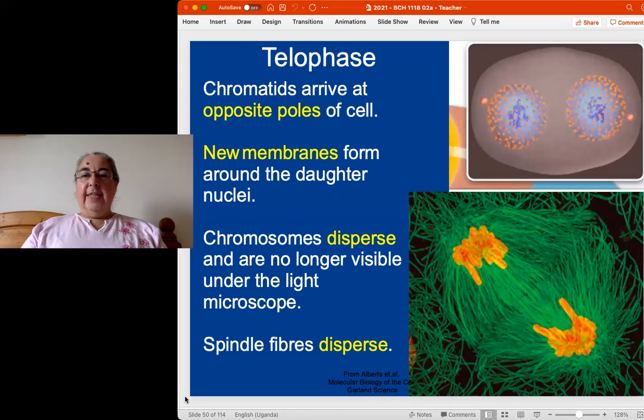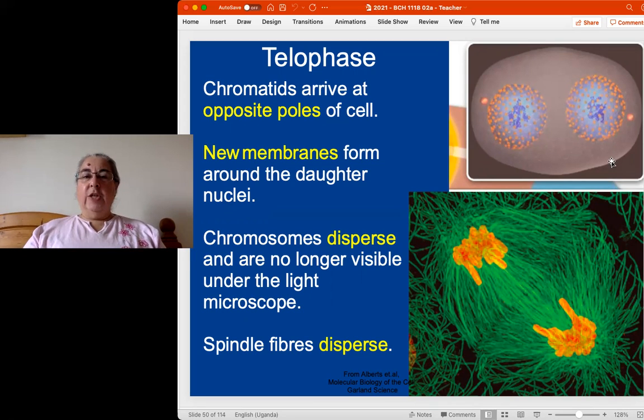Next phase is telophase, and this is where the two sets of chromatids, sister chromatids, have arrived at the opposite poles. So here we can see one set and another, one set and another, and the spindle starting to separate, and we can see that the spindle fibers are no longer looking continuous across the middle. They're being pulled towards each of these spindle poles.